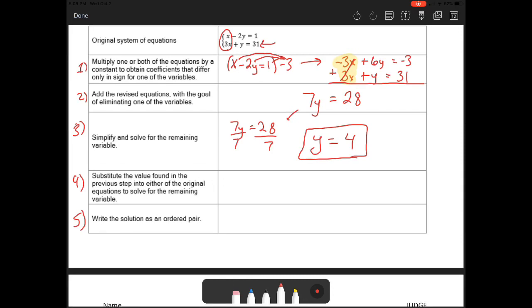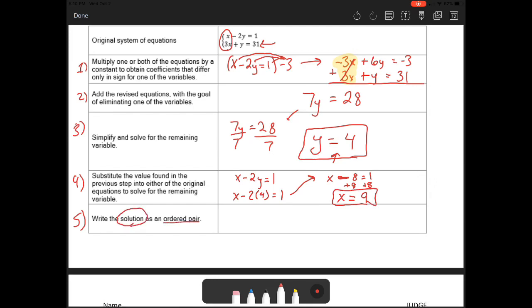So then I go to step 4, and that's going to be to substitute the value found in the previous equation, that's our 4, into either of the original equations. I'm going to choose the one that has smaller coefficients. So I'm going to do x minus 2y equals 1, and I'm going to plug in my 4 for y. So I'm going to get x minus 2 times 4 equals 1, and that's going to lead me to x minus 8 equals 1. I'm going to add 8 onto both sides, and I'm going to get x equals 9.